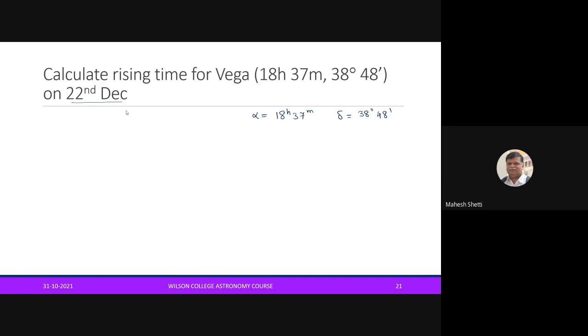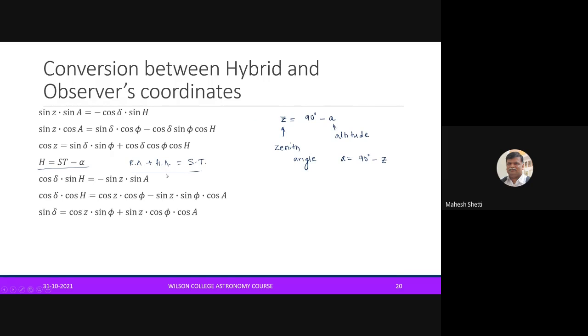Now, I'm going to use one formula here because we want to find out the rising time. Let me go back to the earlier formula and see what happens. Let us focus on two different formulae here. When the object is going to rise, it is on horizon, and therefore altitude is 0. So zenith angle is 90 degree. You agree with that? When an object is going to rise or set, zenith angle is 90 degree, right?